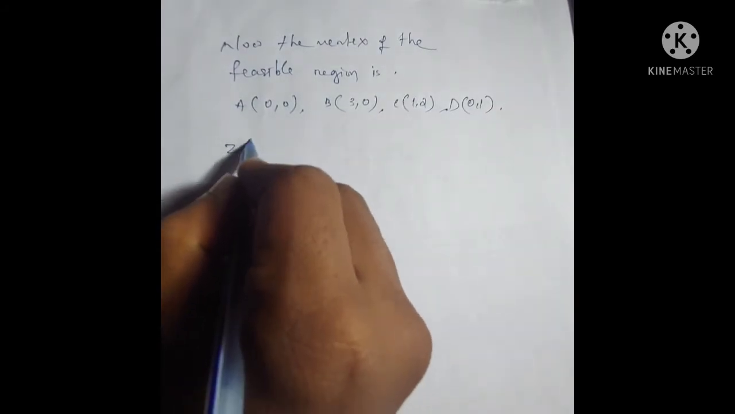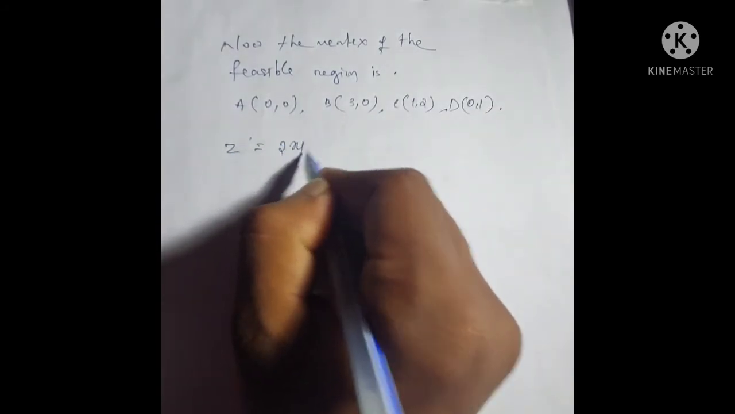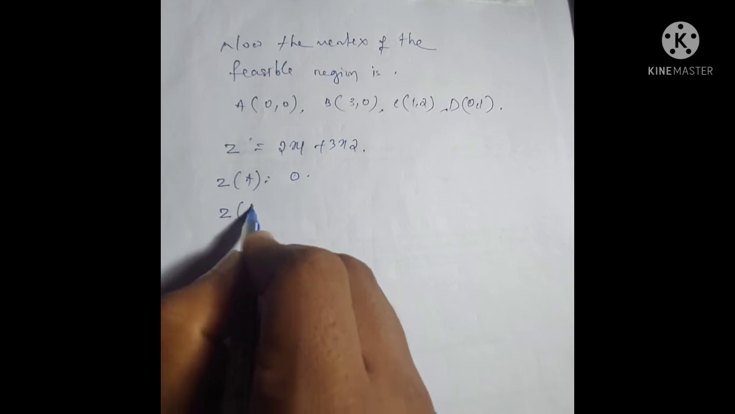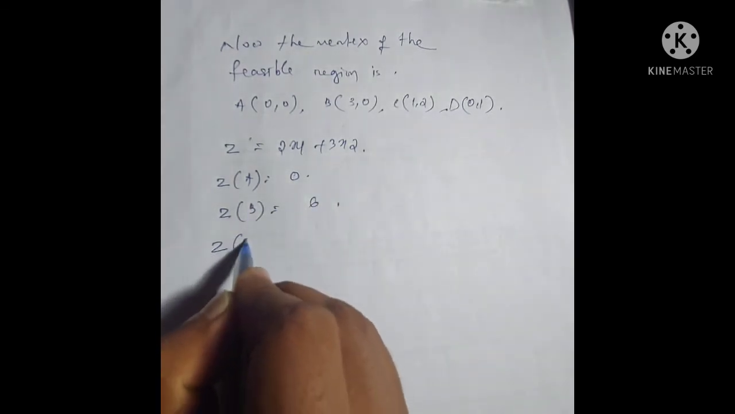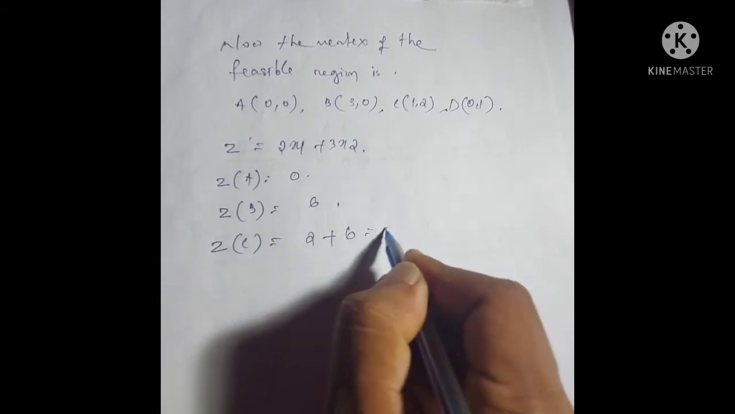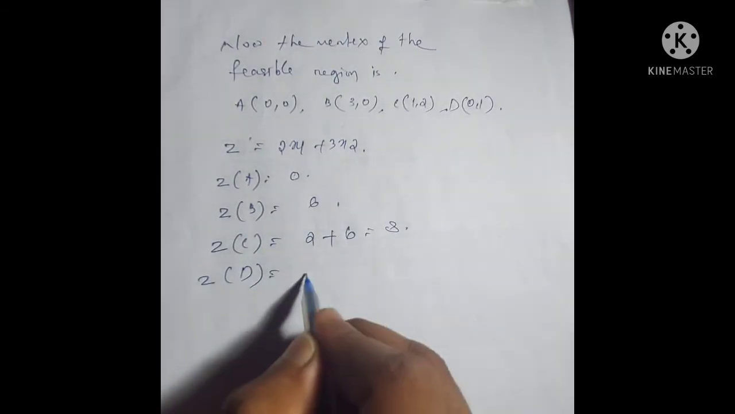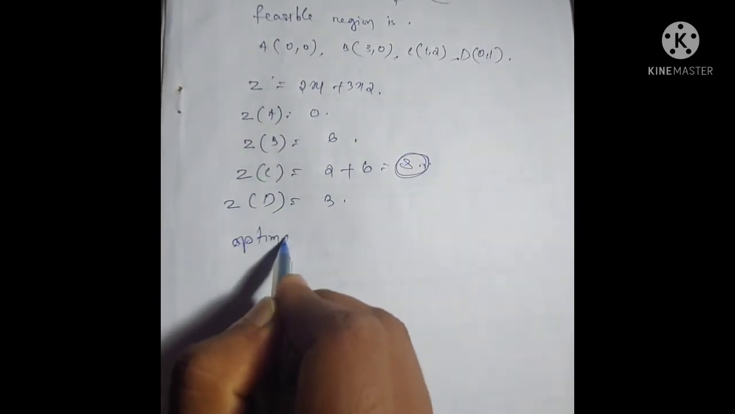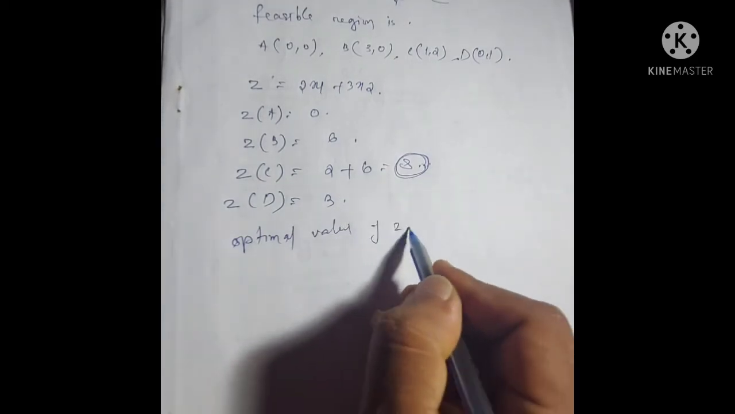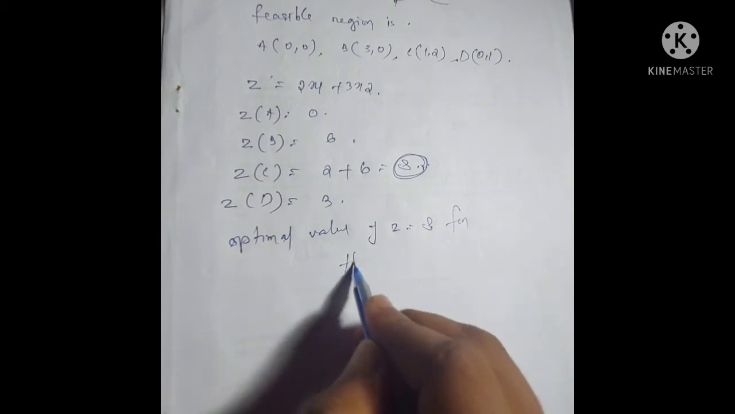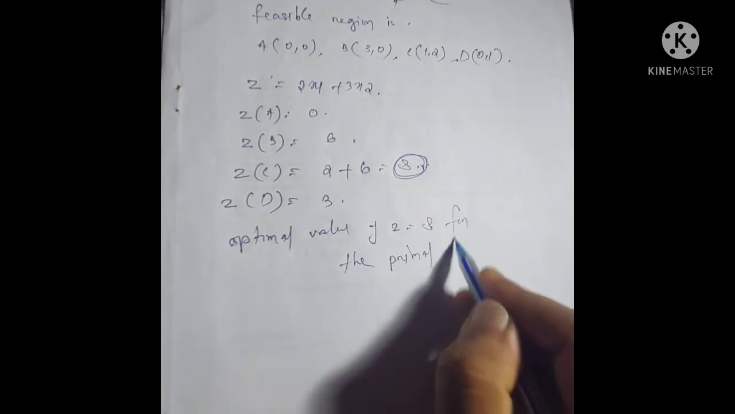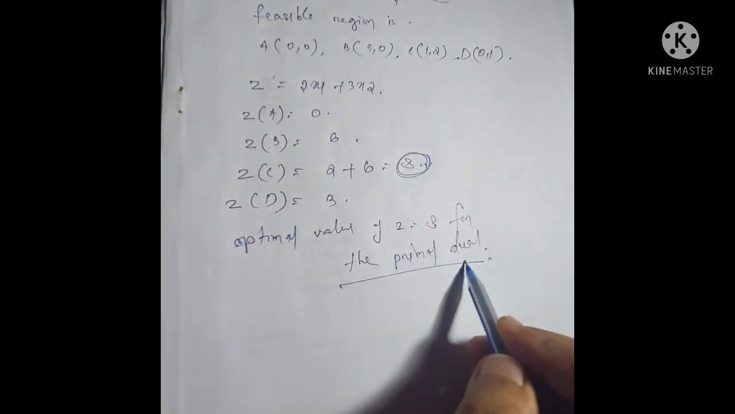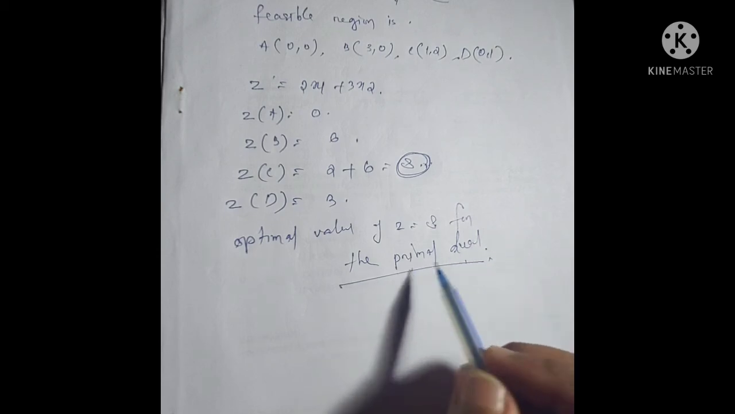Now we have to find Z equal to 2x1 plus 3x2. Z at A is equal to 0, Z at B is equal to 6, Z at C is equal to 2 plus 6 is equal to 8, Z at D is equal to 3, and the maximum value of Z is 8. So the optimal value of Z is equal to 8 for the primal.